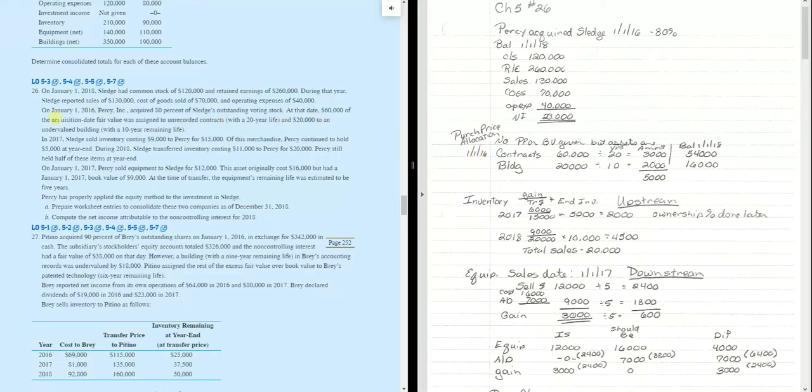So at that date, $60,000 of the acquisition fair value was assigned to unrecorded contracts. So I've got contracts here at $60,000 with a 20-year life, so I divide by 20. I have $3,000 of amortization, and $20,000 to a building with a 10-year life. So $20,000 divided by 10 is $2,000. It doesn't say anything about goodwill, so I'll assume that that's all of it. So I have my amortization, and I am doing a consolidated worksheet out of December 31st, 2018.